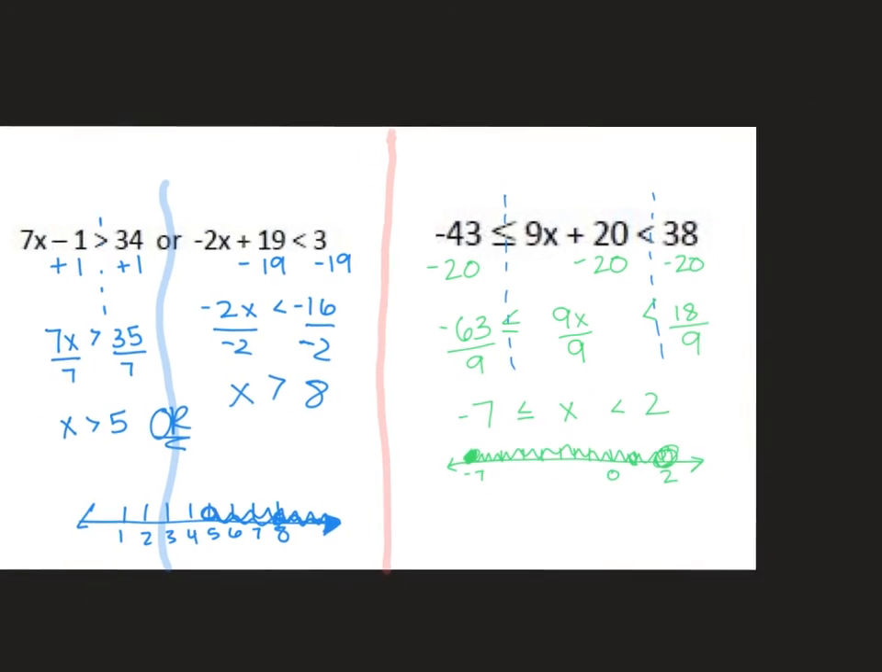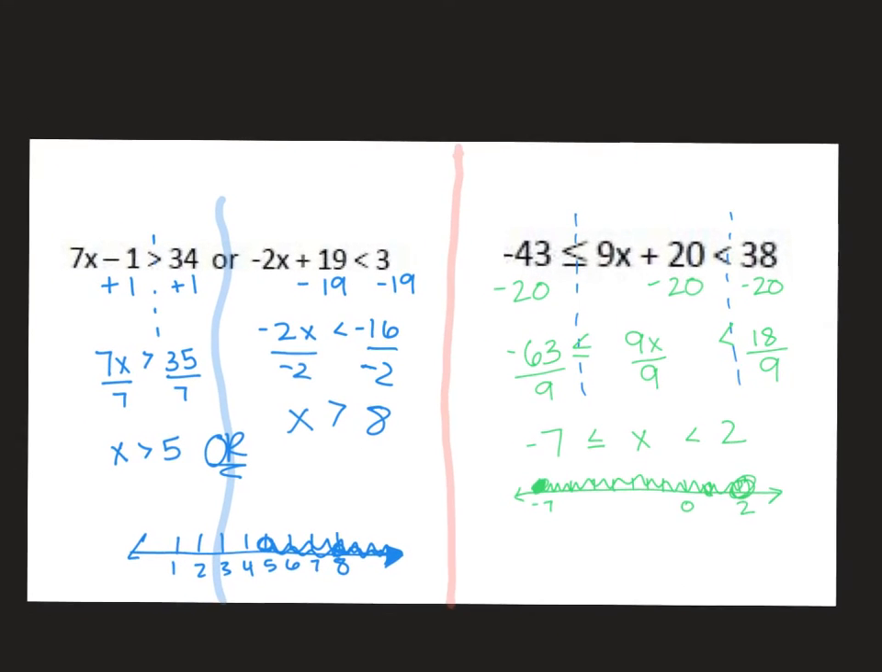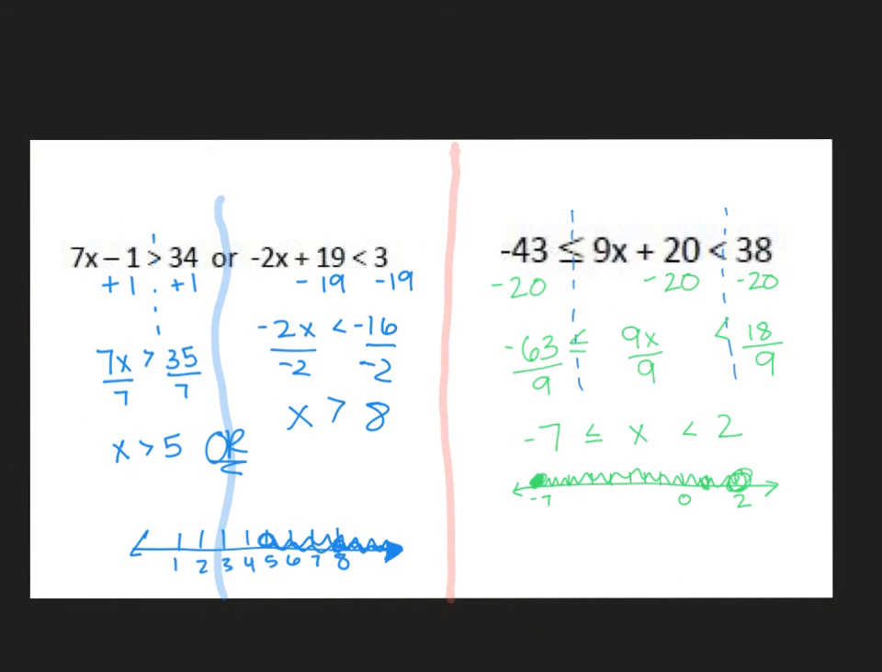Anyway, that's how we solve AND and OR inequalities. So for OR, we do two problems. For AND, we do the same thing to all sides. And that is all there is to this lesson, and I hope you have a great day.